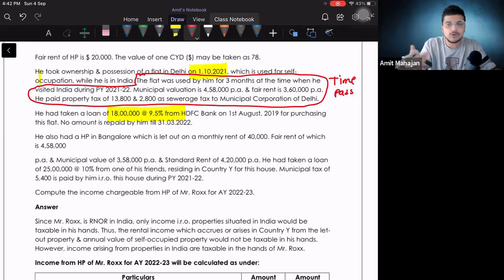There is no 24A deduction. There will be only one deduction of 24B, and for that we'll have to identify what that deduction will be. First of all, what is the date of completion of construction? Completion of construction is 1/10/2021.